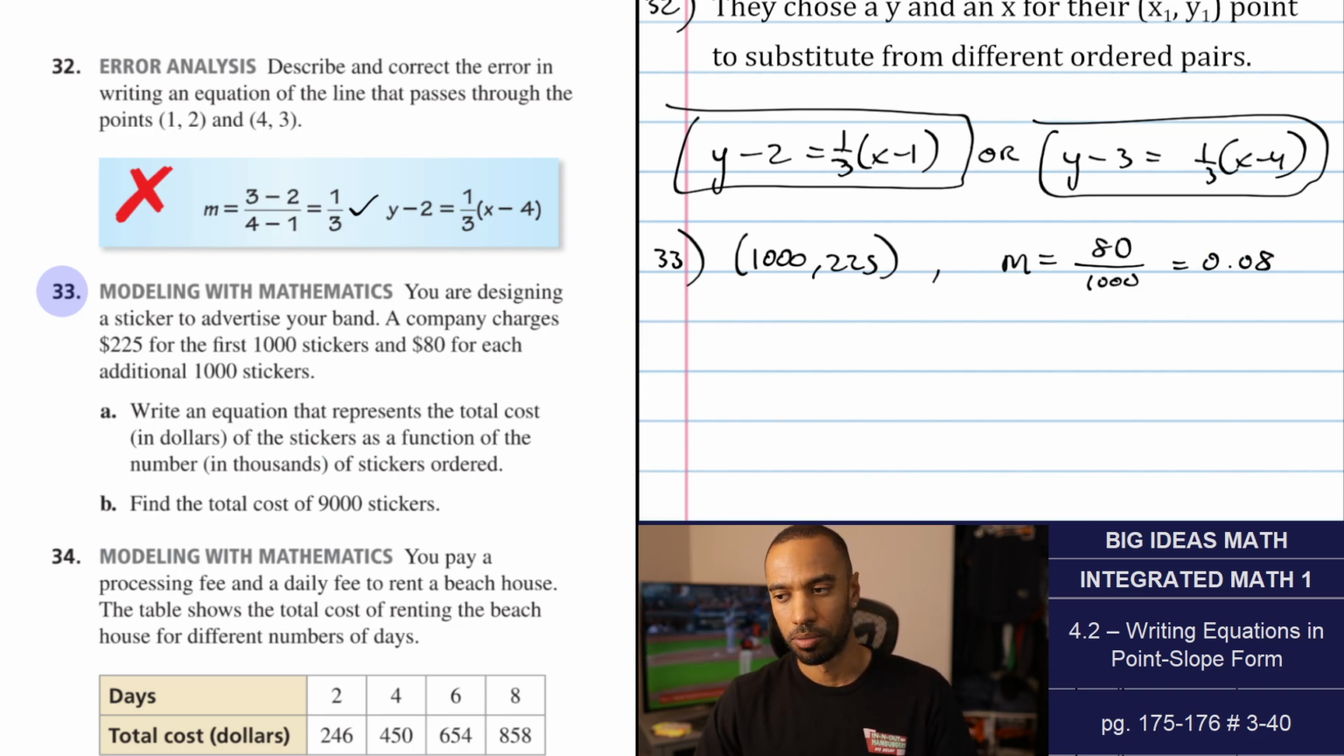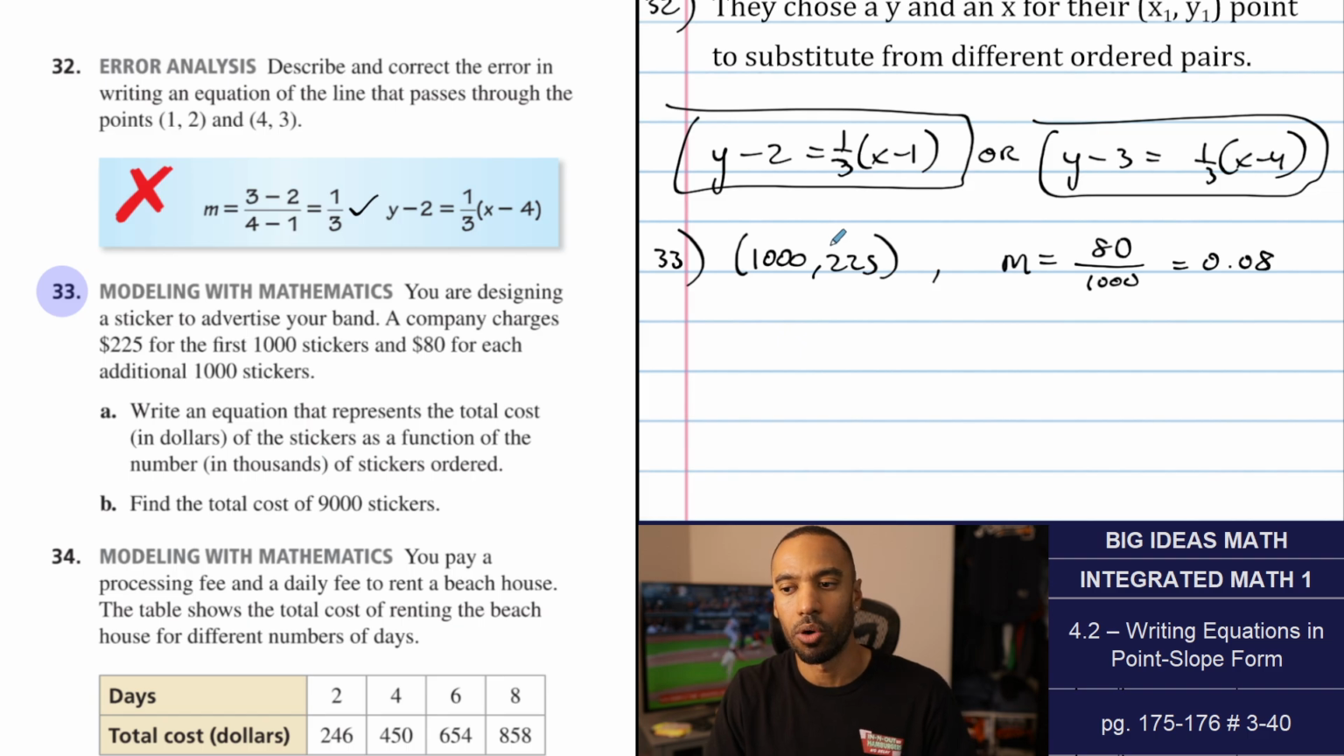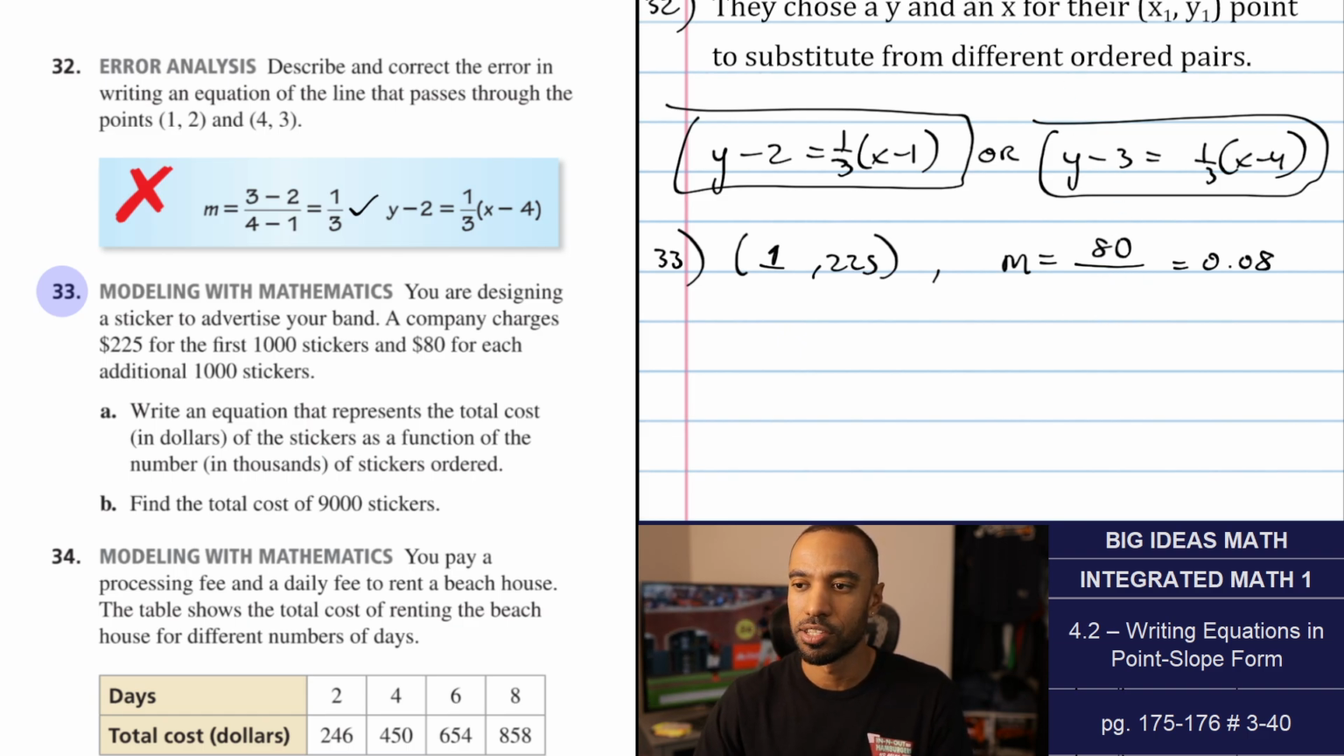And I'm going to write a decimal. We can do a fraction or decimal. I'm going to write the decimal. Write an equation that represents the total cost of the stickers as a function of the number in thousands of stickers ordered. Okay, let me do that again. Our number is in thousands. If 1 is the first 1,000 stickers, it's $225. So $80 per one set of 1,000 stickers is what we're going to have here.